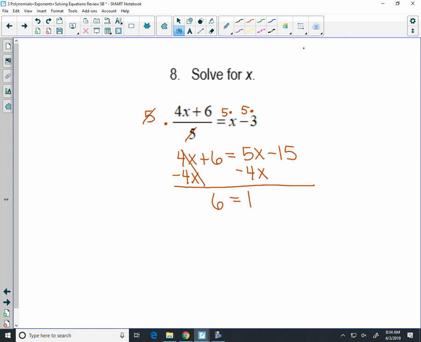Five minus 4 is 1x. That just keeps that x term positive. And then I'm going to move the 15. And since it's a negative 15, I'm going to cut it. 21 is equal to x.